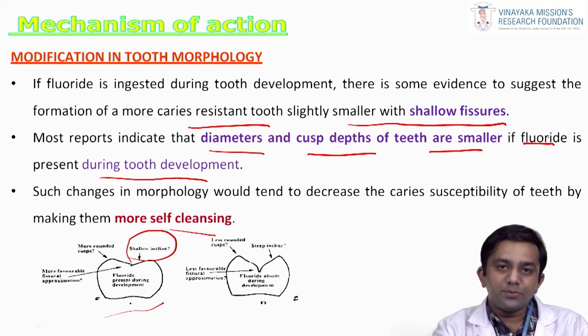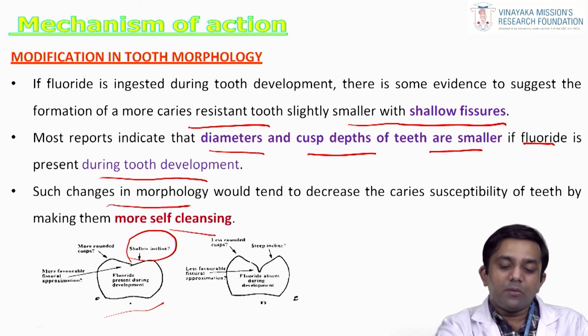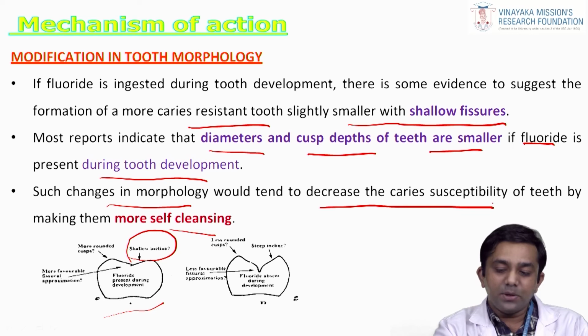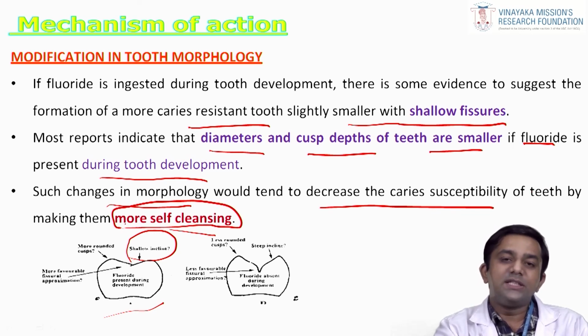So, when fluoride is present at the time of tooth development, it helps in the conversion of deep pitted fissures into shallow, self cleansing areas. This change in the morphology of a tooth tends to decrease its caries susceptibility by making it more self cleansing. These self cleansing areas help in preventing plaque formation, which in turn helps in the prevention of dental caries.